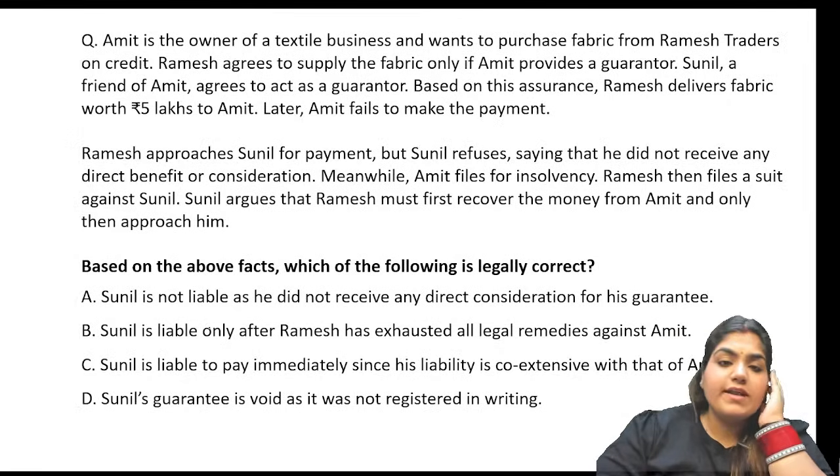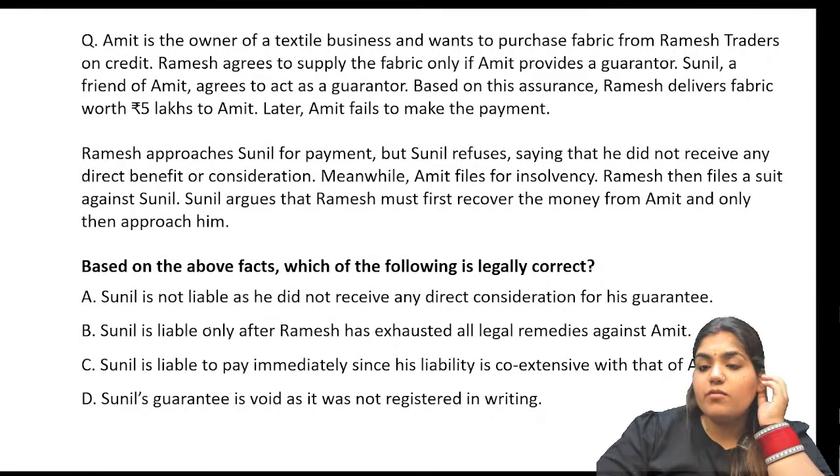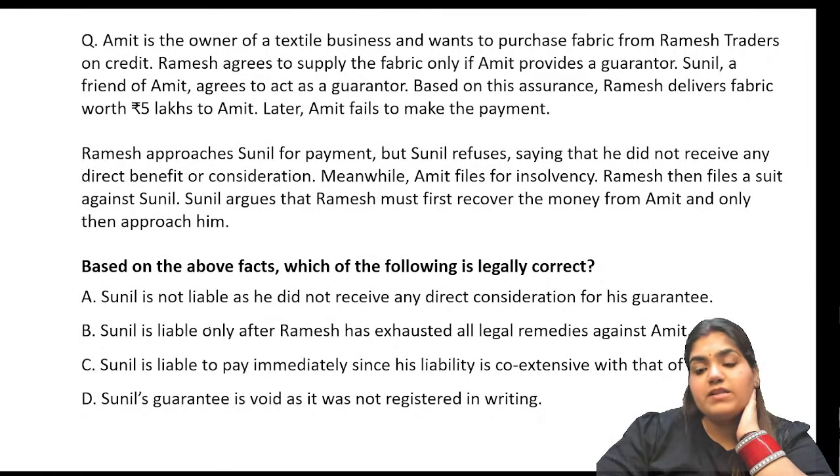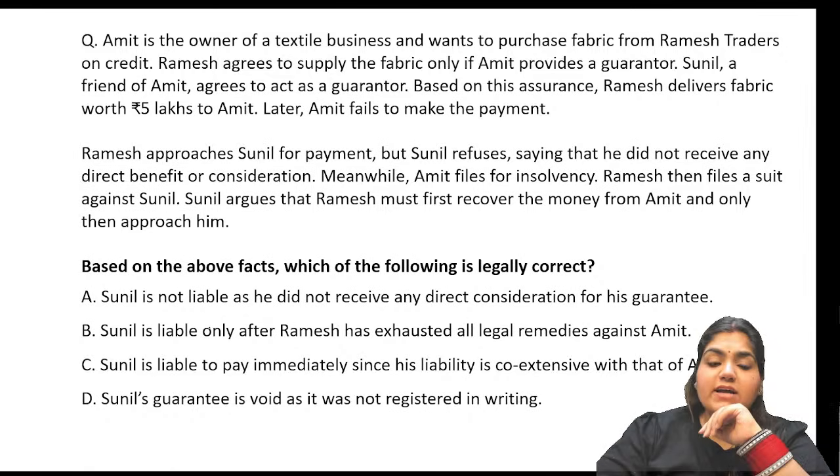Amit is the owner of a textile business and wants to purchase fabric from Ramesh. Ramesh agrees to sell the fabric only if Amit provides a guarantor. Sunil, a friend of Amit, agrees to act as a guarantor. Based on this assurance, Ramesh delivers fabric worth 5 lakhs to Amit. Later, Amit fails to make the repayment.